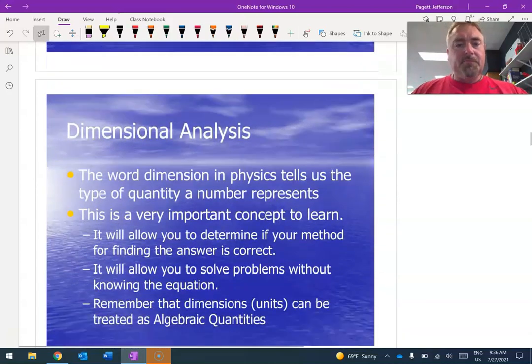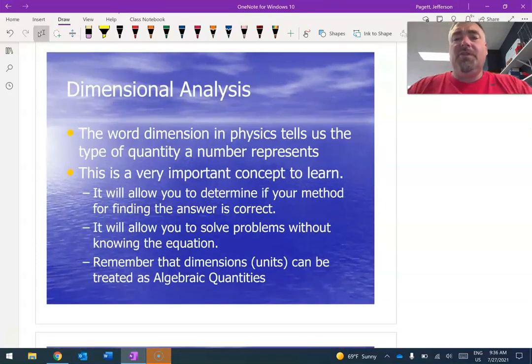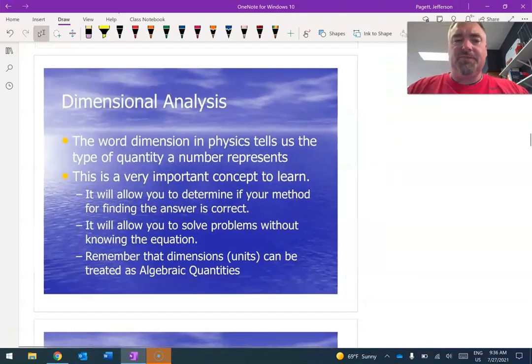Now, we also talked about this last year: dimensional analysis. The word dimension in physics tells us the type of quantity the number represents. When we talk about the type of quantity, we're talking about length, or time, or mass, or something like that. So it's actually giving us what we're describing. If we're talking about velocity, that's a unit of length divided by a unit of time. It's a very important concept to learn.